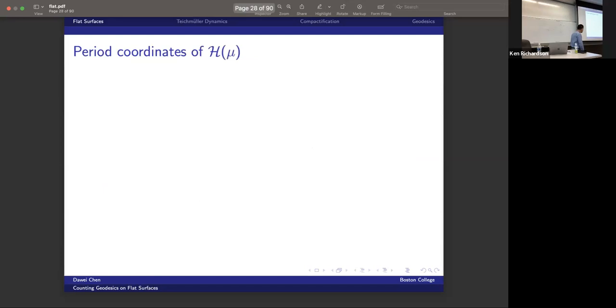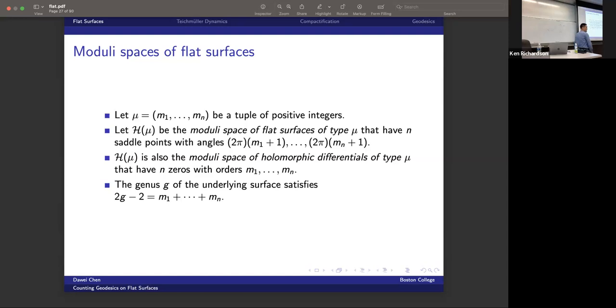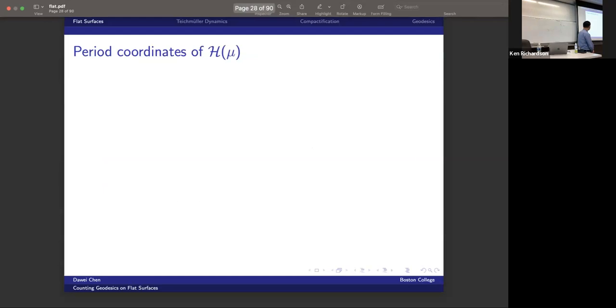So here it looks like I have already defined H mu as a set. When I say a space, usually it should have some additional structure. I want to convince you that H mu itself is a nice complex manifold. Even better, you can have natural local coordinates. So I take a point, so that is an object I want to parameterize.